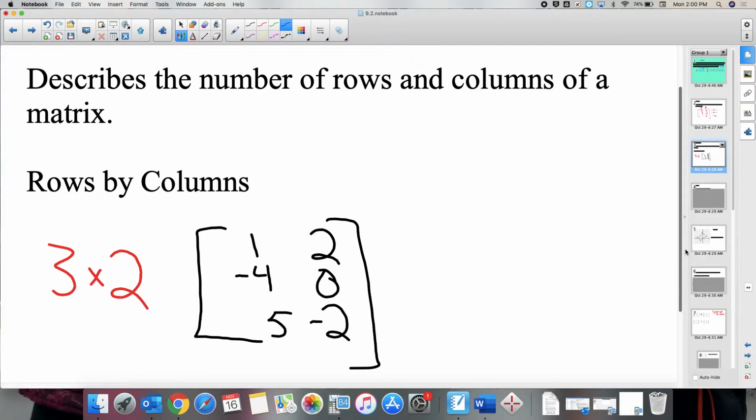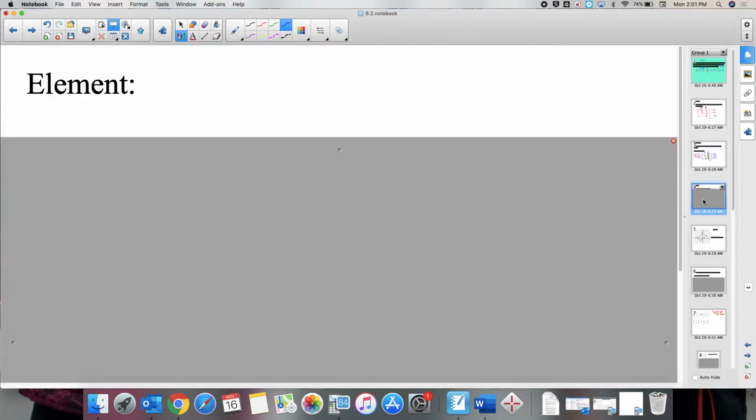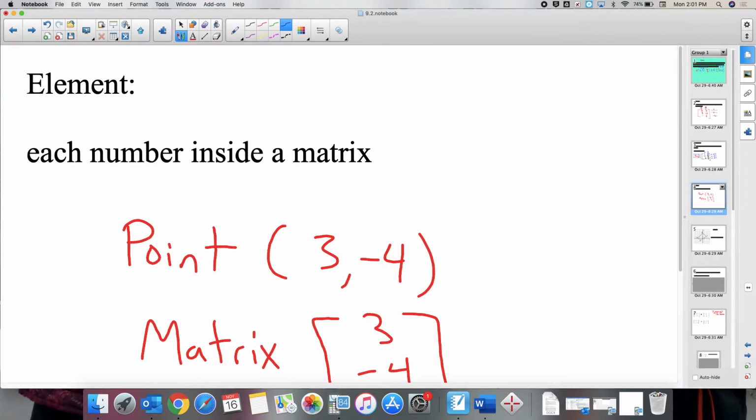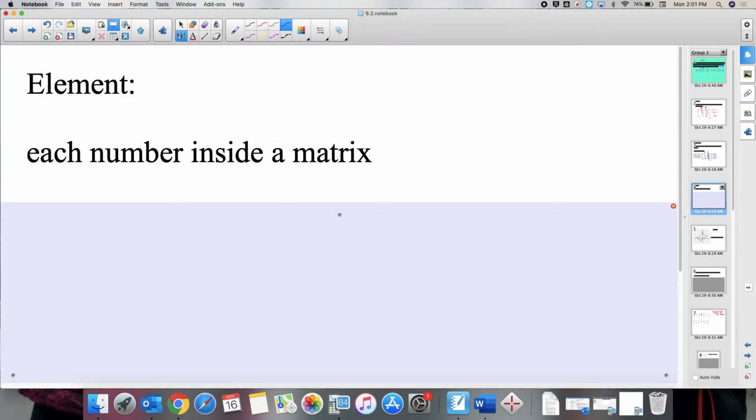So in this case, I have 3 rows, row 1, row 2, row 3. We have 2 columns, column 1 and column 2. It is always written as rows by columns. So you will see that this is a 3 by 2 matrix. Inside that matrix, there are 6 values. Each of those values is what they call an element. Each number inside is an element inside your matrix.